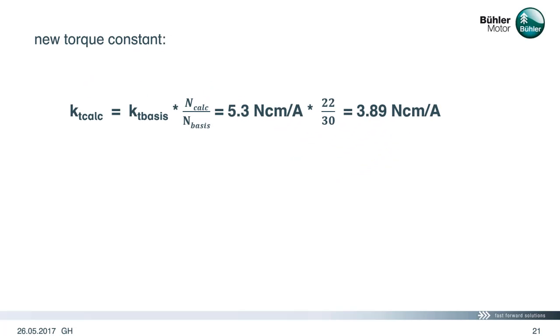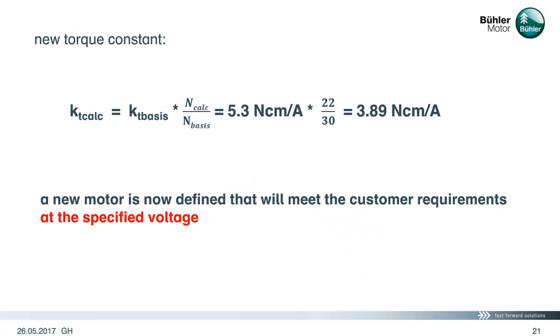Last but not least, we calculate the new torque constant with the formula K sub T calculated is K sub T basis multiplied by the number of turns of the calculated motor divided by the number of turns of the basis motor. And in our case, it's 5.3 Newton centimeters per amp multiplied by 22 divided by 30, which results in a new KT of 3.89 Newton centimeters per amp. A new motor is now defined that will meet the custom requirements at the specified voltage.